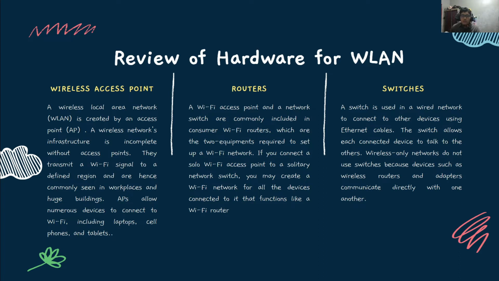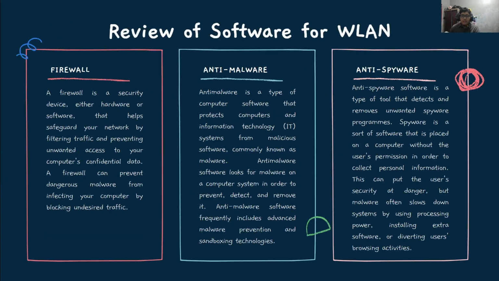Last is the switch. A switch is used in a wired network to connect other devices using an internet cable. This switch allows each connected device to talk to the others. Wireless-only networks do not use a switch because devices such as a wireless router and adapter communicate with one another. And the last one is a review of the software for WLAN.